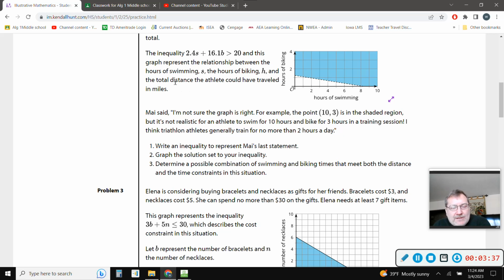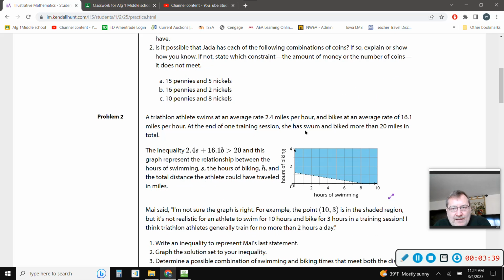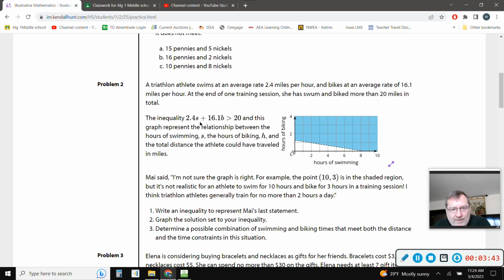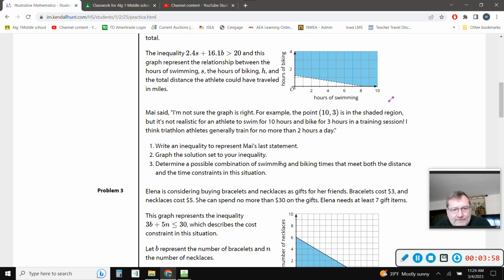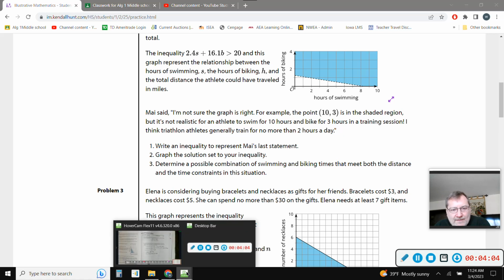Okay, so it says they bike more than 20 miles total. So we know that we have to go over 20 miles between swimming and biking. I'm thinking we're going to be bike heavy and swimming light. Not so much for swimming, but lots of biking. So I would probably think that people would be up more in this area than way over in this area. All right. Write an inequality to represent May's last statement. Okay, so let's go back to here.